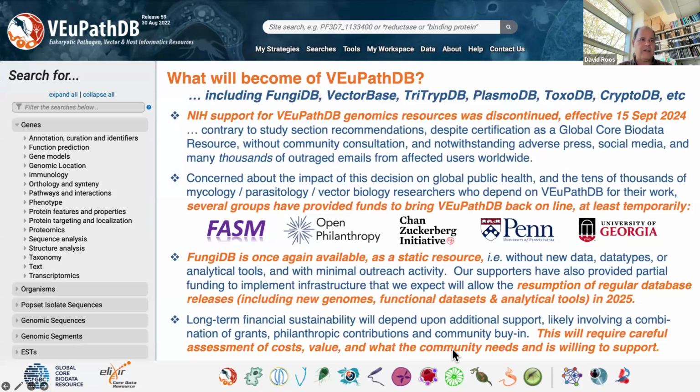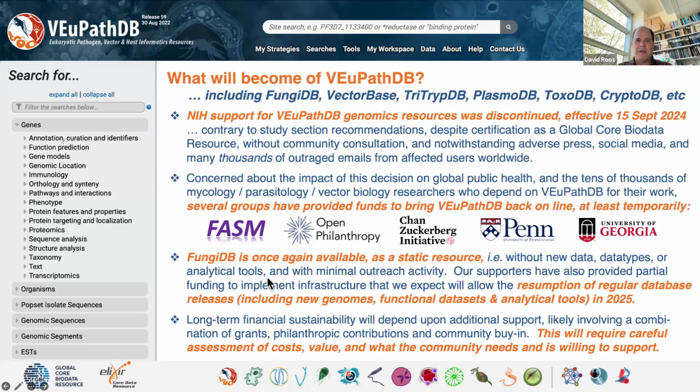So we are back up online. Sorry, this is a slide from last week. I should have changed FungiDB to VEuPathDB here. The principle, though, is the same. These resources are once again available as a static resource, but fortunately, these funders have provided, in addition to the $500,000 to $1 million a year that are required to keep resources up and running, a shoestring budget to reconfigure our architecture in a way that we hope will allow us to resume regular database releases in 2025 and build a path to a sustainable future.